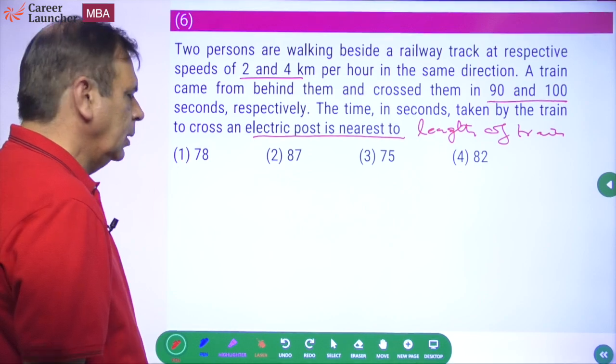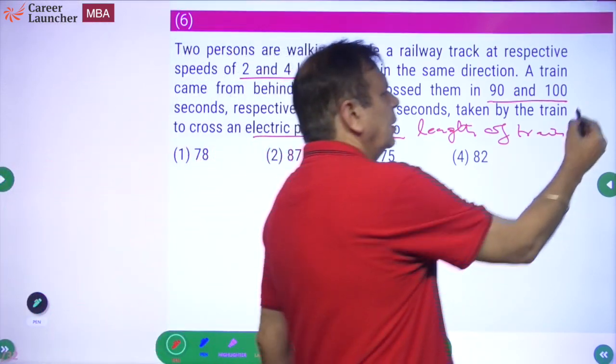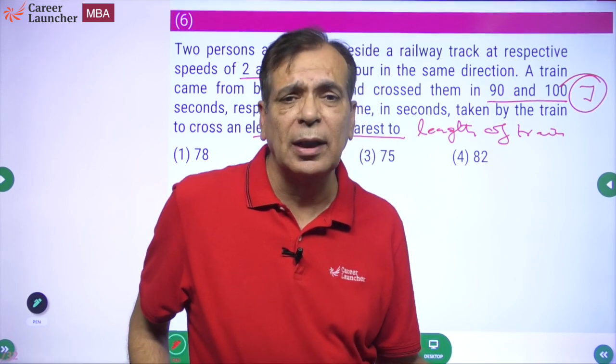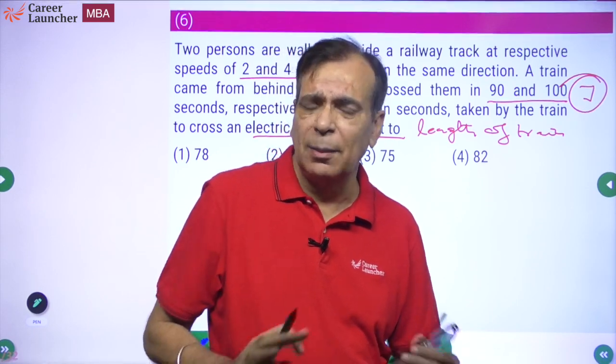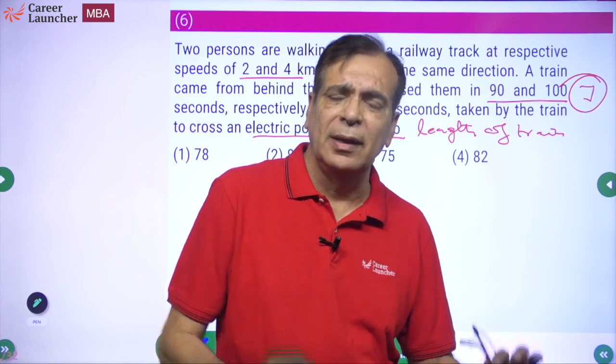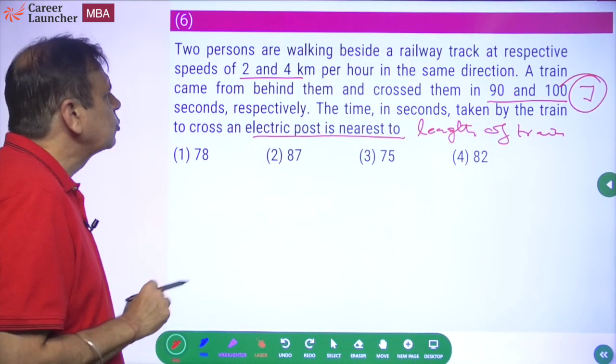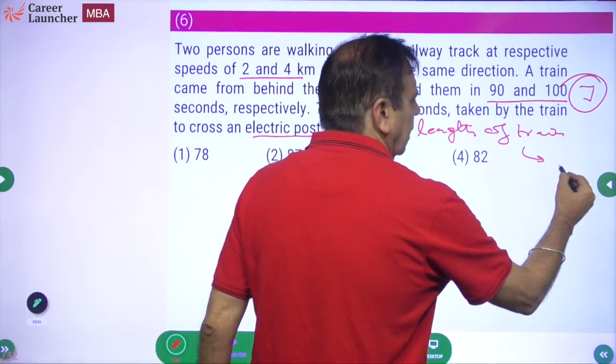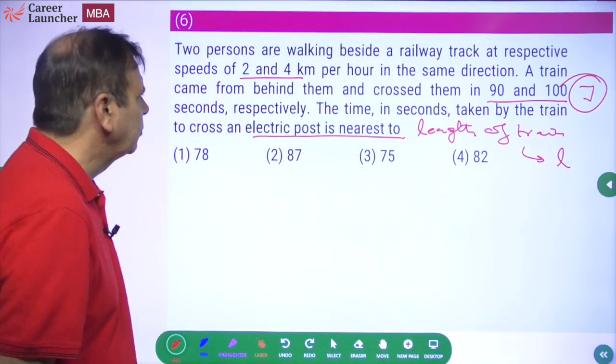Okay, now in this question, what is the jugaad? Remember, you have ratios all over the place. You don't have to convert kilometers per hour into meters per minute or meters per second or anything. Work directly. Okay, let me show you how. Let me assume the length of the train is L.